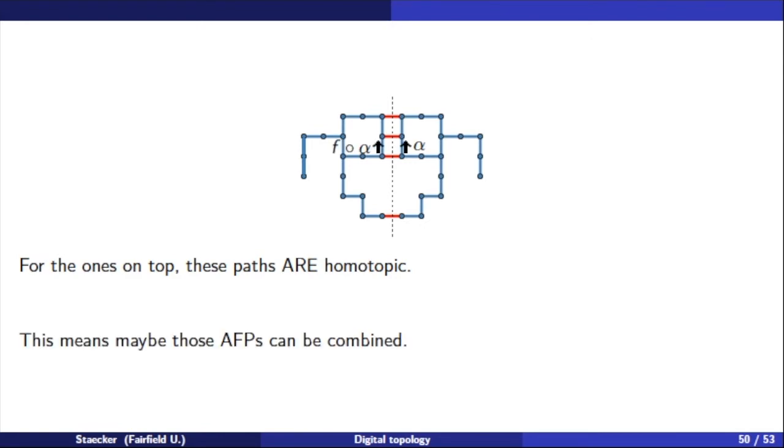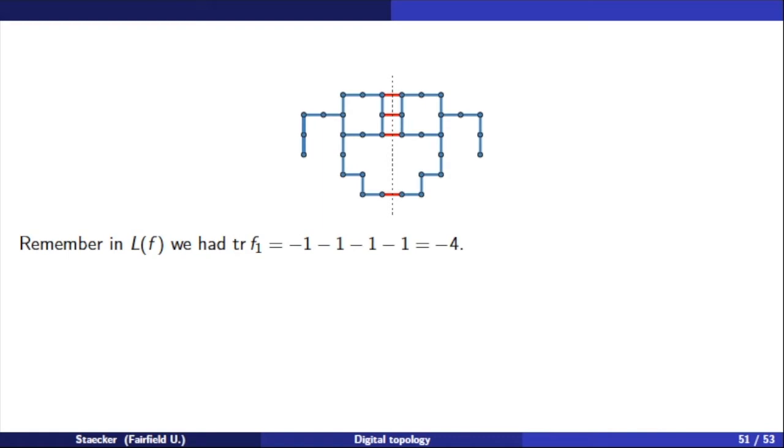There's no empty space in between them because they're right next to each other. So this means maybe those two approximate fixed points can be combined. That's the idea. Or those four. There's four of them. All right. Remember when we did the Lefschetz number in dimension 1, we had these all -1.